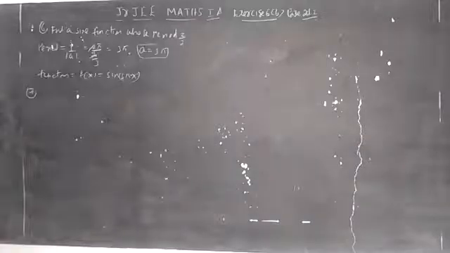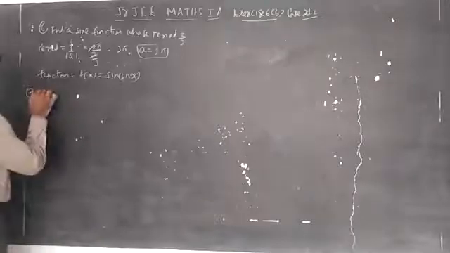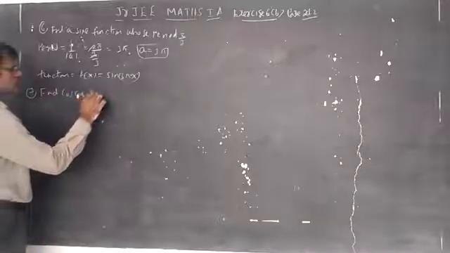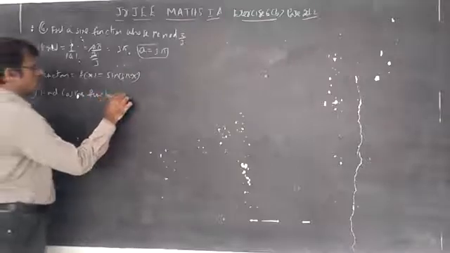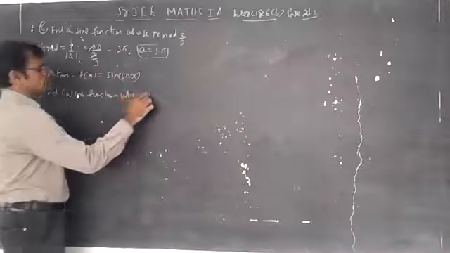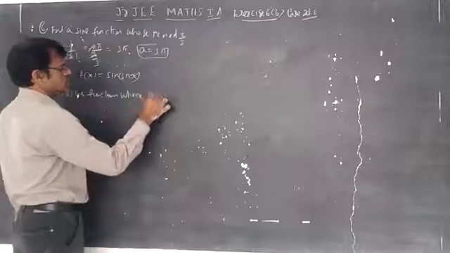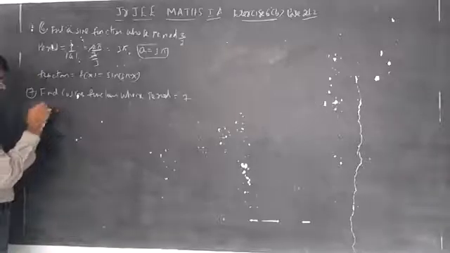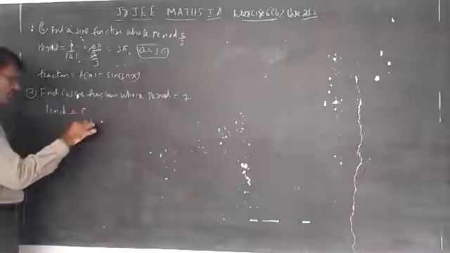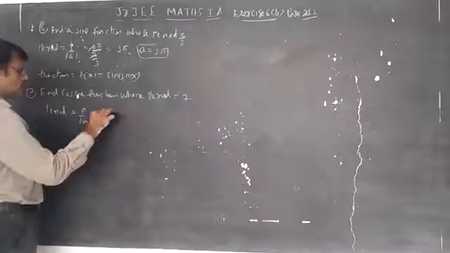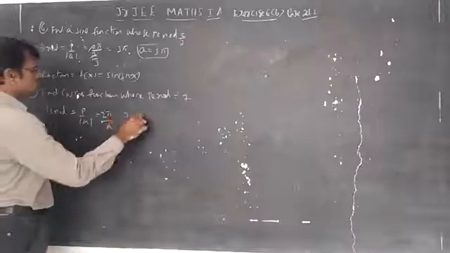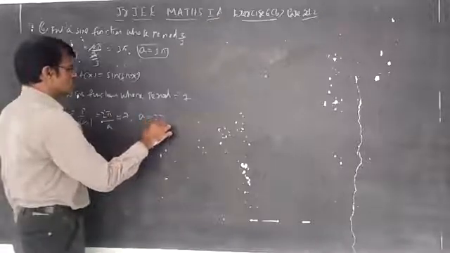Next, seventh question. Find a cosine function whose period is 7. Cosine means cos. Now using the formula, period equal to p by mod a, that is equal to 2 pi by mod a, that is equal to 7. So a is equal to 2 pi by 7.